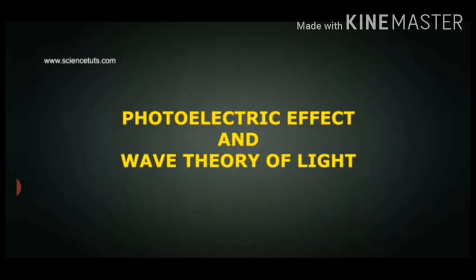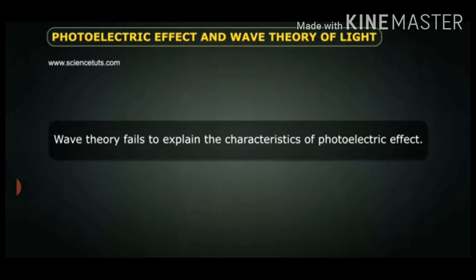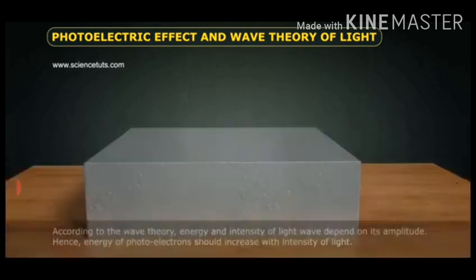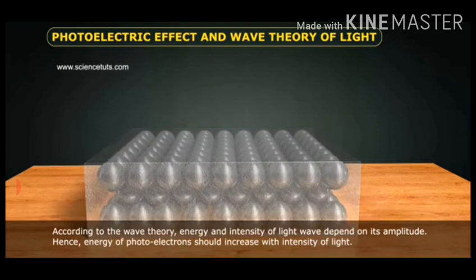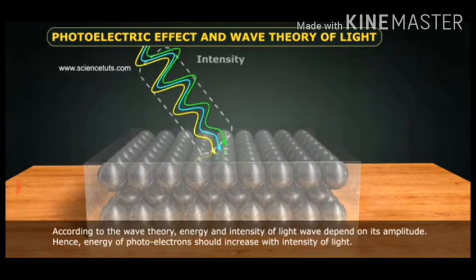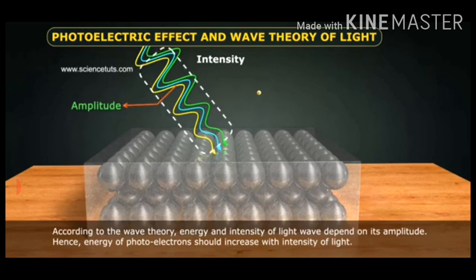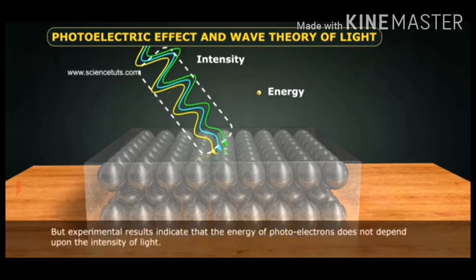Our next topic is the photoelectric effect and the wave theory of light. Wave theory fails to explain the characteristics of the photoelectric effect. According to the wave theory, the energy and intensity of a light wave depend on its amplitude. Hence, the energy of photoelectrons should increase with the intensity of light. But experimental results indicate that the energy of photoelectrons does not depend upon the intensity of light.